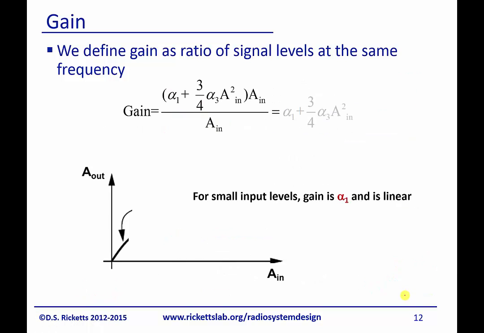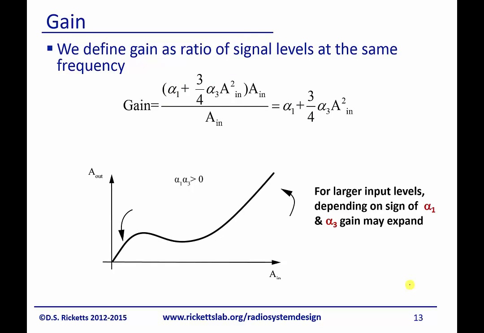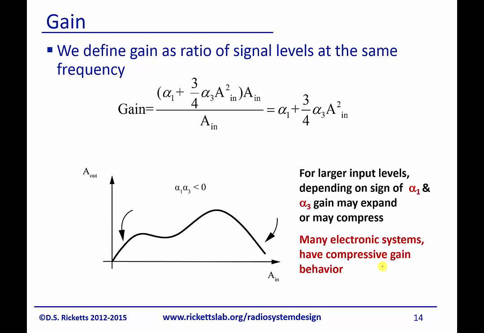Okay, for small input levels, the gain is alpha 1 and it's linear, and that's because typically alpha 3 is small, and if the input is small, the input squared is very small, and so we're left with the gain as just being alpha 1. As the input gets larger, depending upon the sign of alpha 1 and alpha 3, the gain can actually expand, and that means it increases, or as we said before, it can compress. And most electronic systems have a compressive behavior, but that's not always the case.